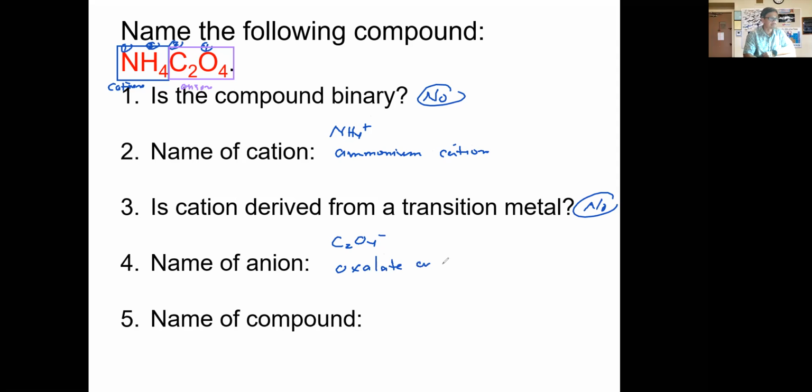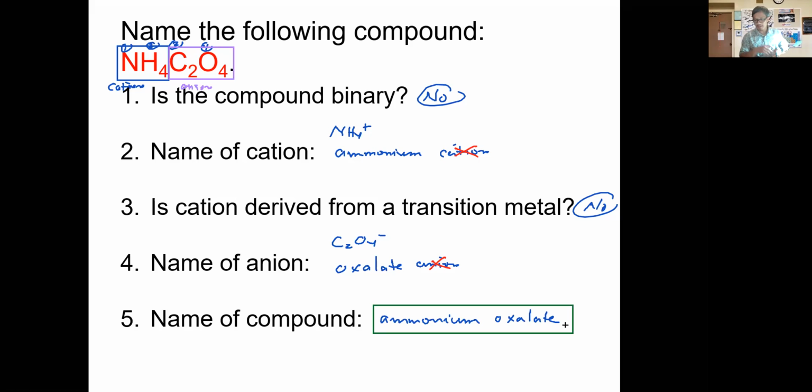Oxalate anion. And as soon as you have those two ions identified, writing out the name becomes very simple. Drop the cation and anion portion of it and write down whatever is left over: ammonium oxalate. And you have the name of the compound. Naming these non-binary compounds is not that difficult. It all hinges upon you memorizing these ions. You've got to memorize these ions, because if you don't, it becomes very, very difficult for you to identify what you're working with.